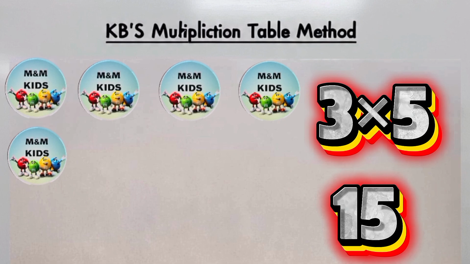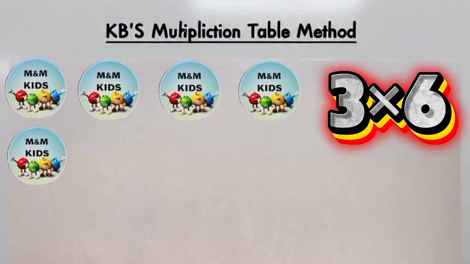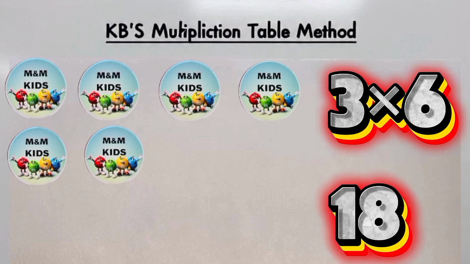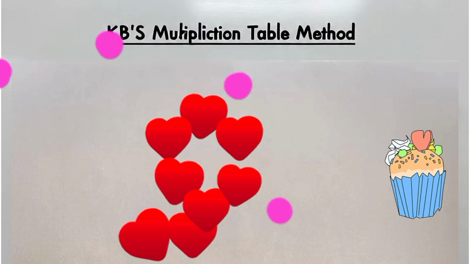Okay, last one before I challenge you. What is 3 multiplied by 6? Let's count together. 3, 6, 9, 12, 15, 18. How many do we have? 18. Spot on. You are nailing this.